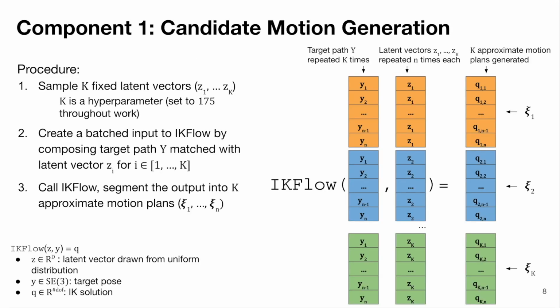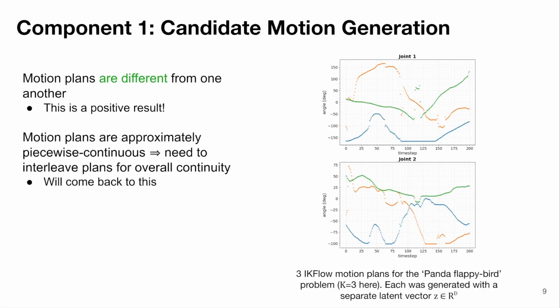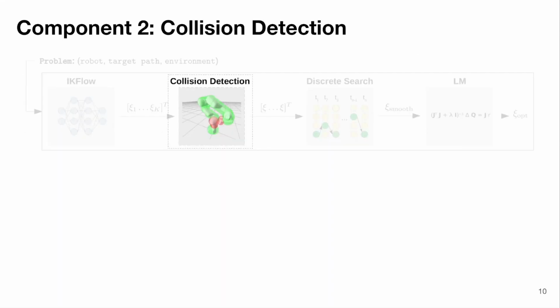First, k latent vectors for ICFlow are sampled, where k is a hyperparameter. Next, we compose a batched input by pairing the target path y with each of the k latent vectors. Each of these latent vectors are repeated n times. We then call ICFlow using this batched input. The k times n IK solutions are segmented according to their latent vector, resulting in k approximate and diverse motion plans. On the right, we can see 3 such approximate motion plans for the Panda Flappy Bird problem. K is 3 here. Notably, all 3 are different from one another, which is a desirable result.